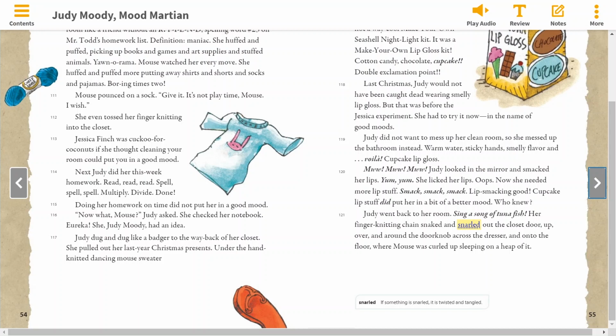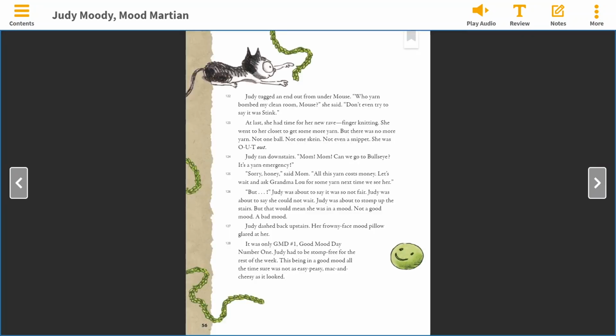Sing a song of tuna fish. Her finger knitting chain snaked and snarled out of the closet door, up, over, and around the doorknob, across the dresser, and onto the floor, where Mouse was curled up, sleeping on a heap of it. Snarled. If something is snarled, it is twisted and tangled. Judy tugged an end out from under Mouse. "Who yarned on my clean room? Mouse?" she said. "Don't even try to say it was Stink."